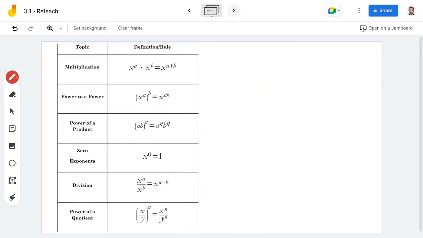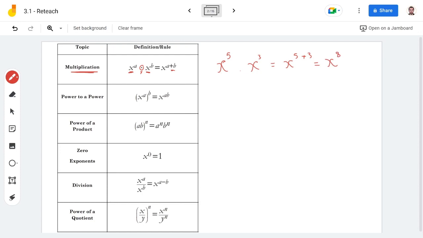Okay, now let's start with some basic rules that we need to know. As you can see here, we have the first rule, the multiplication rule. When we have variables, these dots mean multiplied. So when we have a variable multiplied with another variable, the same base with different powers, we just add the powers. For example, let's say we have x to the power of 5 times x to the power of 3. We just add the powers, 5 plus 3, which is x to the power of 8.